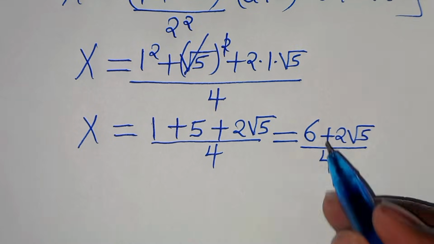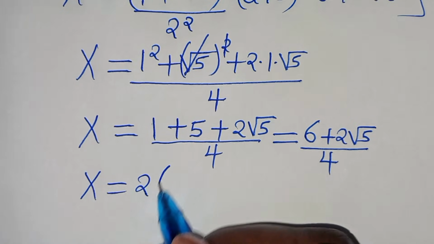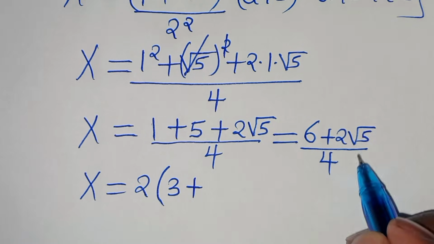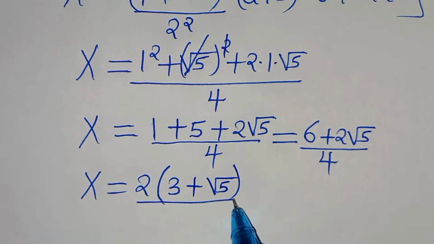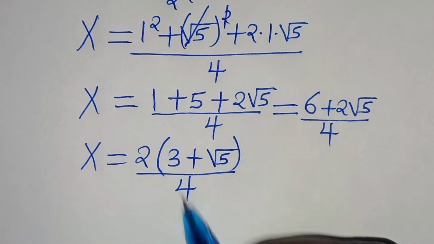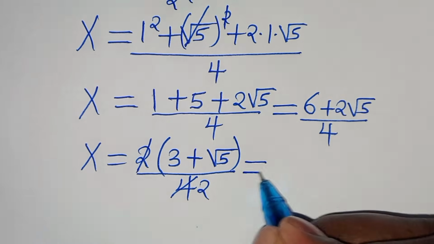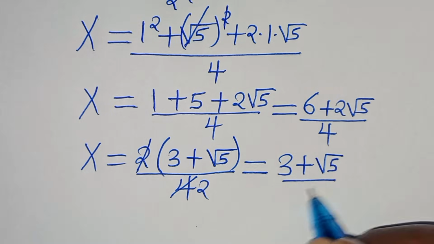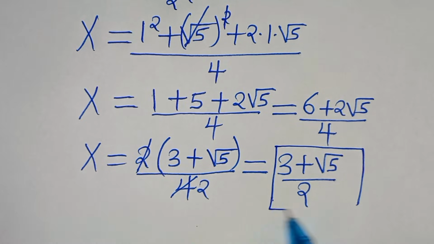Now, the next step is that in the numerator, 2 is common, so we can factor out 2 into the parentheses. 6 divided by 2 is 3, plus 2 root 5 divided by 2, so this is root 5. Close the parentheses, this is divided by 4. So let's simplify here. 4 divided by 2 is 2. And we have the value of x is equal to 3 plus square root of 5 divided by 2. So this is the solution to this algebra problem.